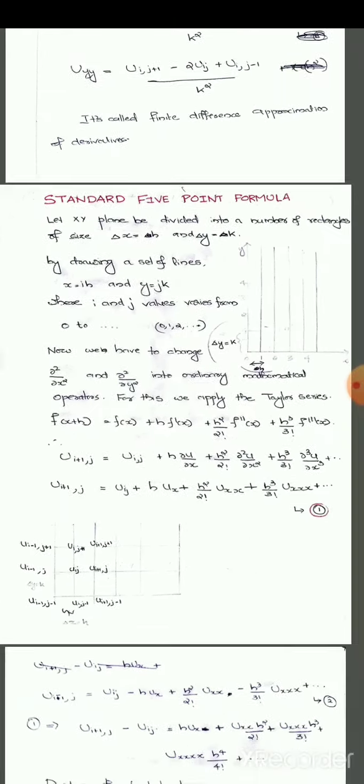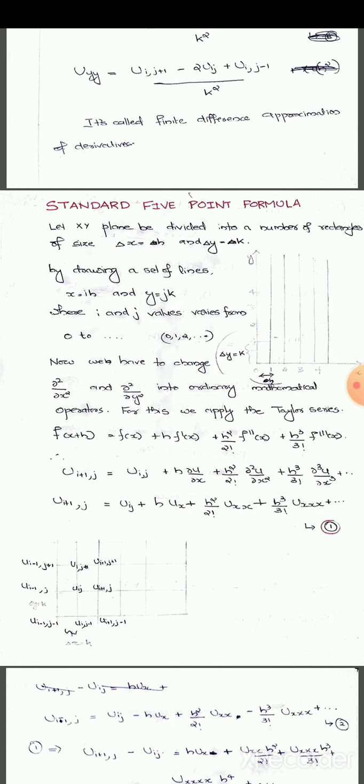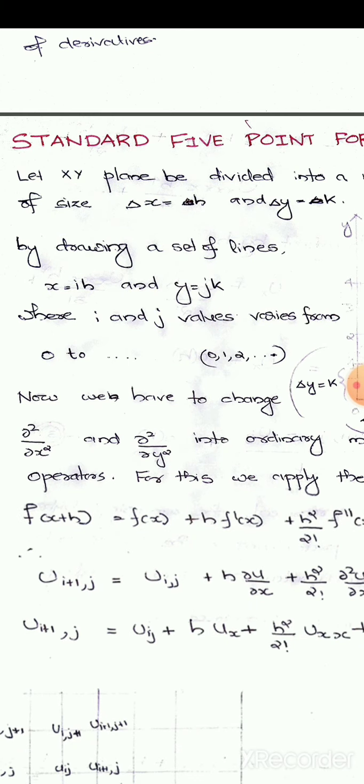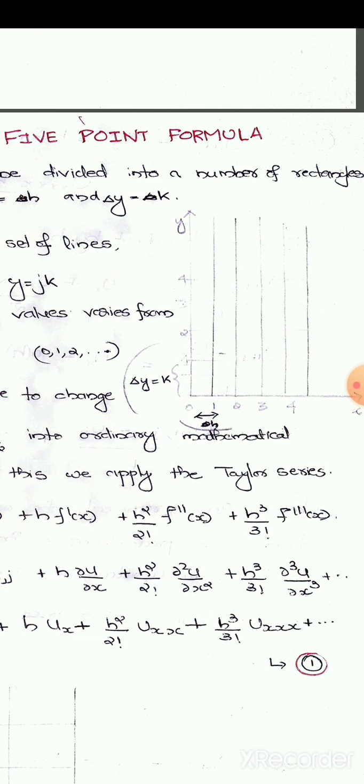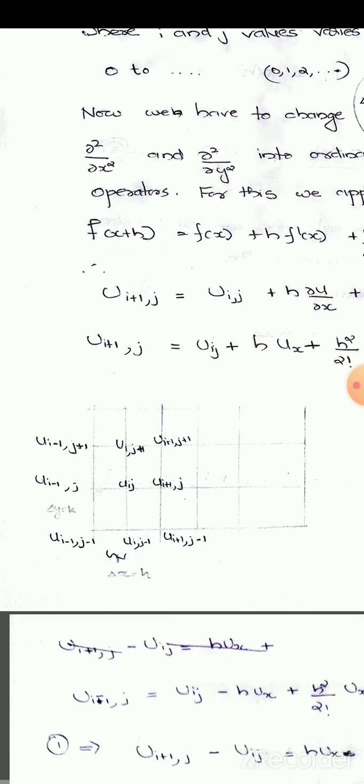So in the finite difference approximation method, we take a set of lines x = ih and y = jk, where i and j vary over the values 0, 1, 2, etc. So the figure becomes like this. This is the finite difference approximation of partial differential equations or functions with two independent variables. So it is quite easier to solve this.